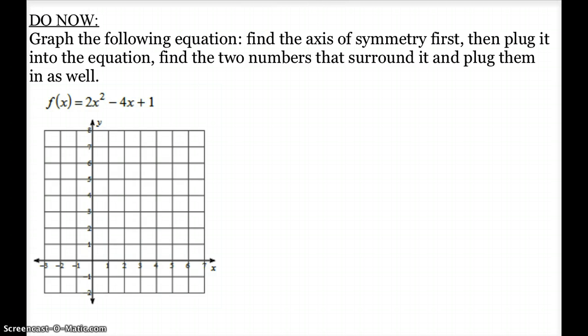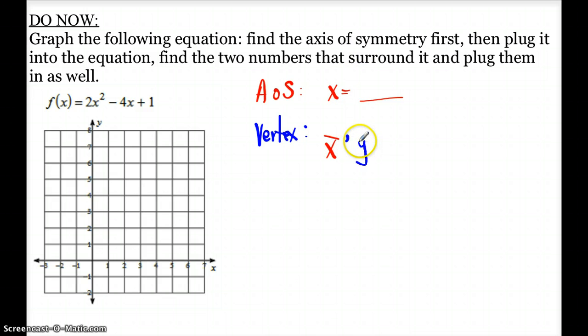We have to do a couple things. We have to find the axis of symmetry. I'm gonna abbreviate it AOS, axis of symmetry. That's going to be an x equals value. We also need to find the vertex. And the vertex is also an x value and a y value. Now this is going to be the same x value as your axis of symmetry, and it's going to be a y value. It's going to be two numbers, x and a y. Okay, these two x's are the same. Plug in the equation and find the two numbers that surround them, plug them in as well. You should probably also find the solutions if there are any.